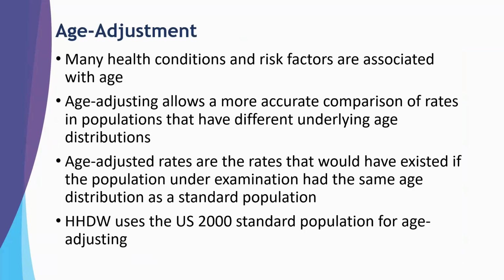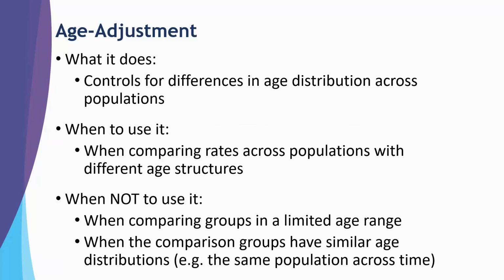It allows a more accurate comparison of rates in populations that have different underlying age distributions. Basically, they are the rate that would exist in the populations if the populations had the same distribution as a standard population. And people commonly use the US 2000 standard population for age adjusting, and that's what HHDW uses too. So in brief, age adjustment controls for differences in age distribution across populations. You should use it when you're comparing rates across populations with different age structures.